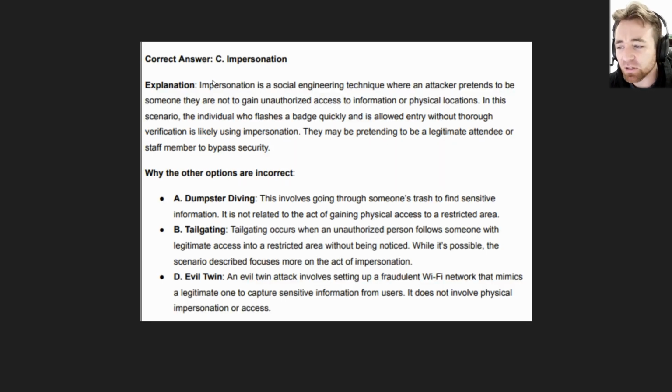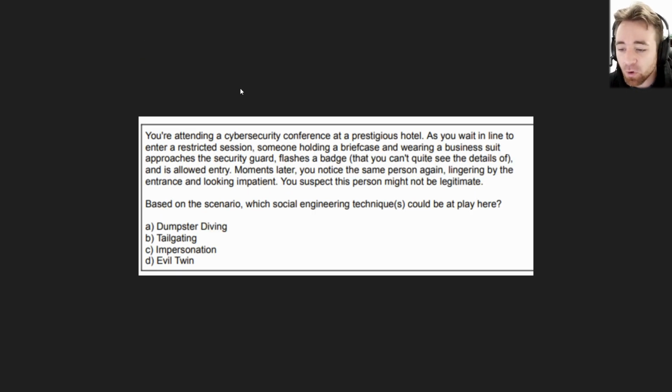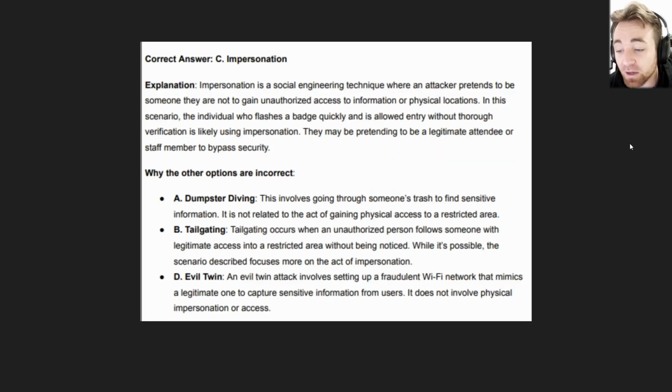It is impersonation. So the key giveaway for impersonation was they were trying to hold a briefcase, they were wearing a business suit, and they had a badge that they were trying to flash. They were trying to pretend to be someone they weren't, right? Remember, tailgating would be if they tried to follow someone through. There was nothing about following anyone through, but they were clearly trying to be someone that they weren't. So impersonation is the answer there. Have a read through the others if you need more of an explanation, but we went through that before.